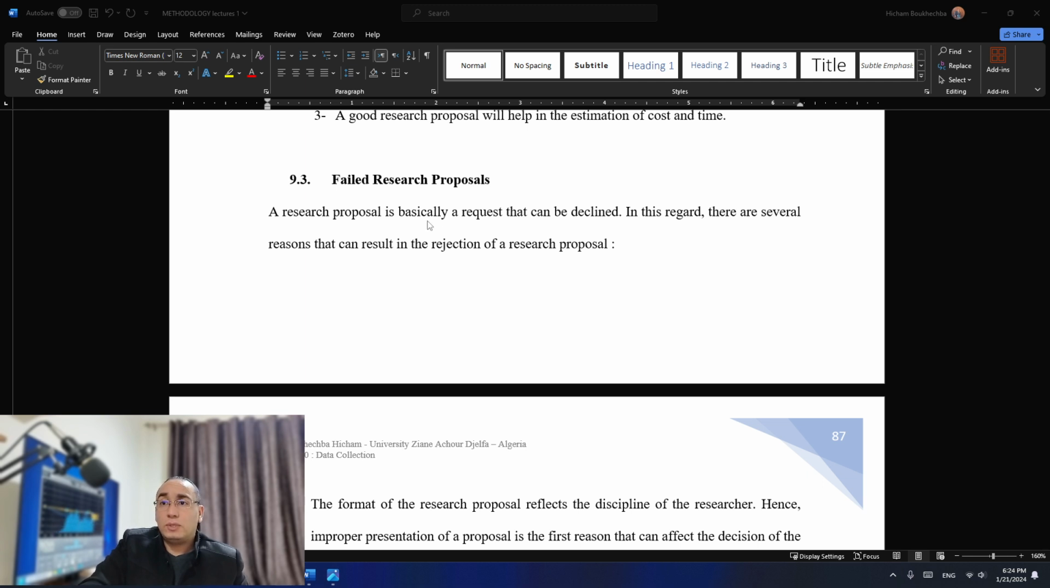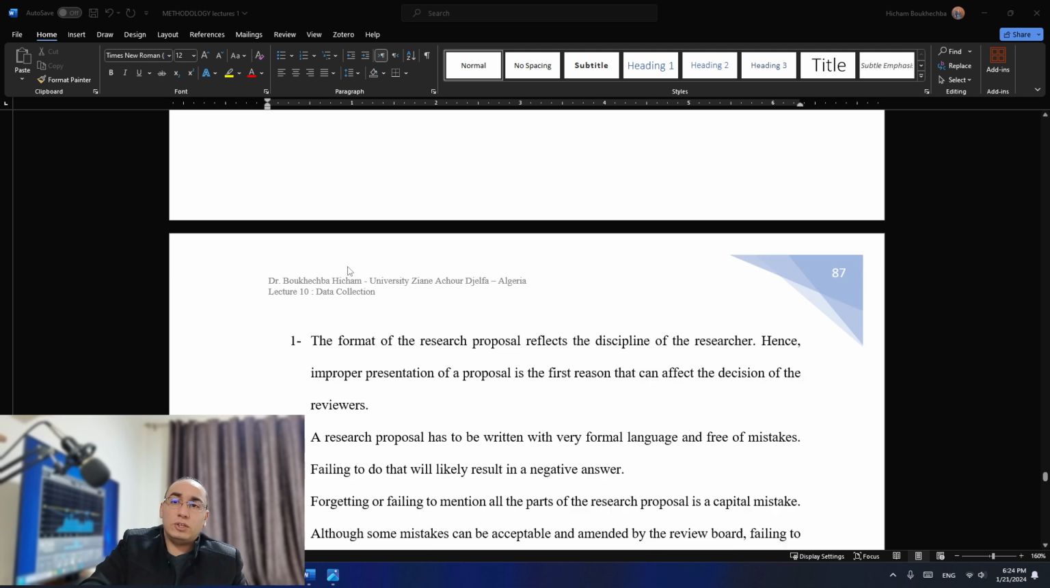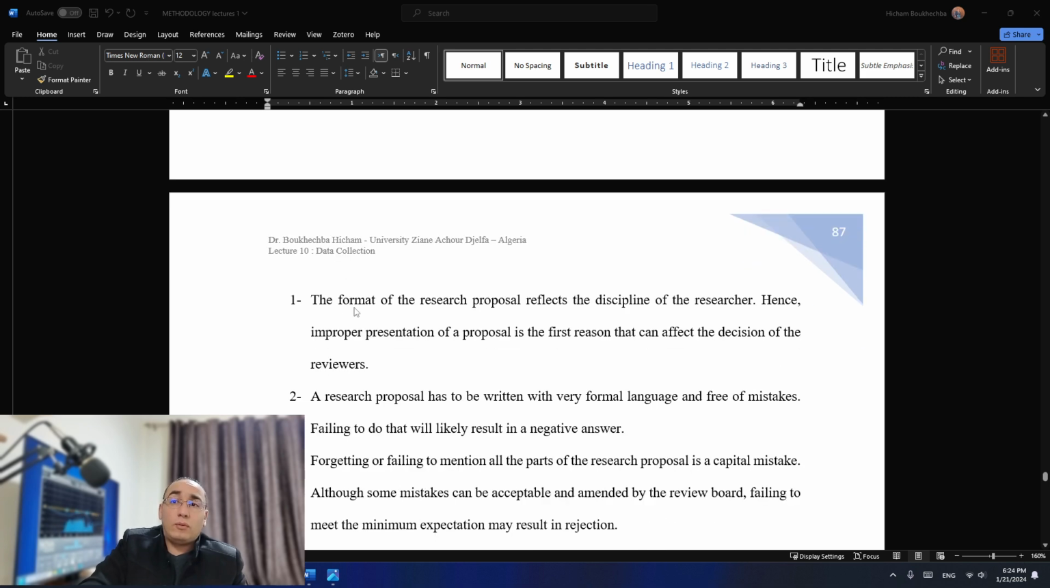A research proposal is basically a request that can be declined. You have to know this because, as a document, you propose it, but you have to know that it can of course be denied. In this regard, there are several reasons that can result in the rejection of a research proposal. Number 1, the format of the research proposal reflects the discipline of the researcher. Hence, improper presentation of a proposal is the first reason that can affect the decision of the reviewers.